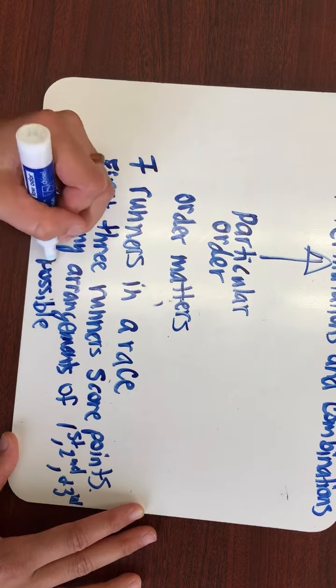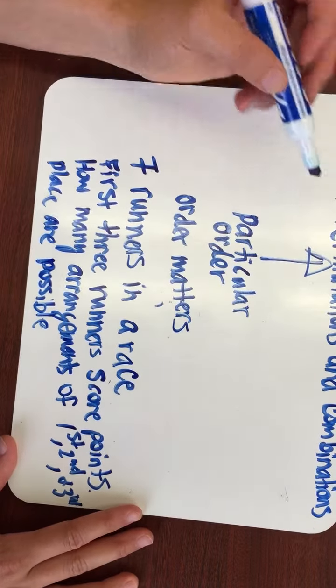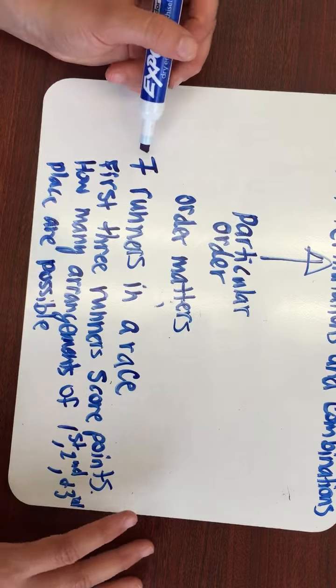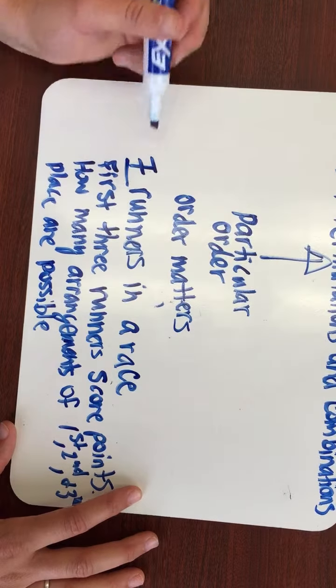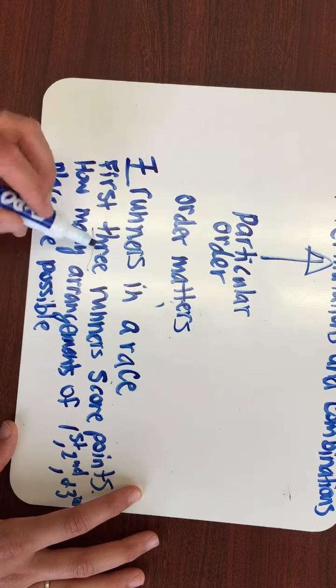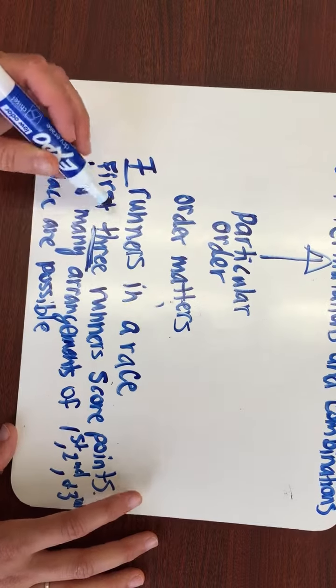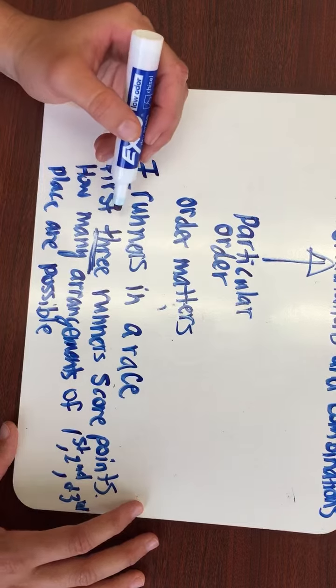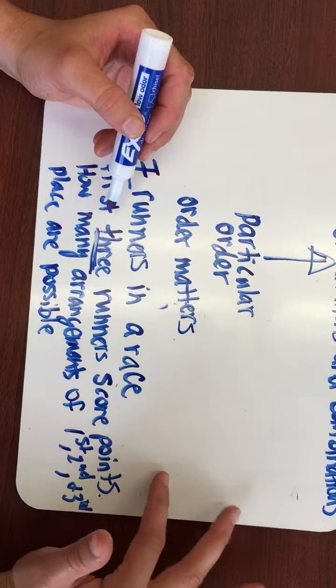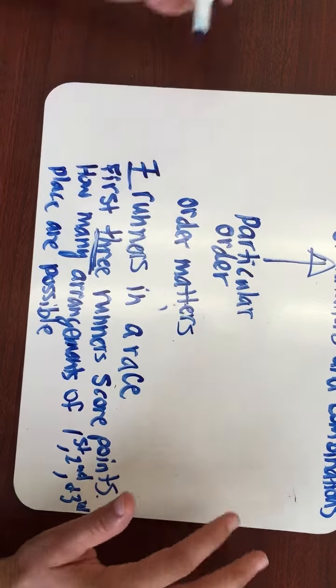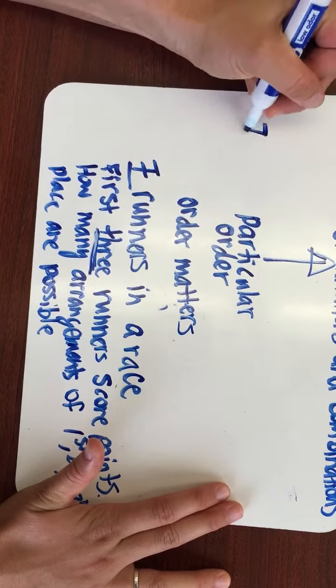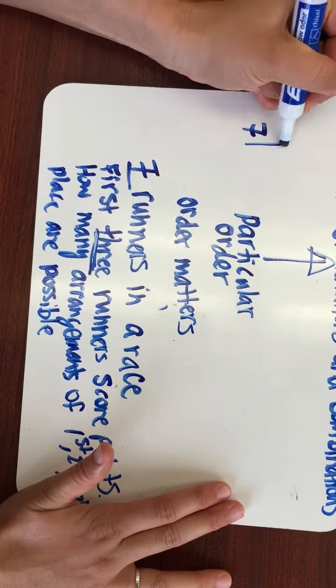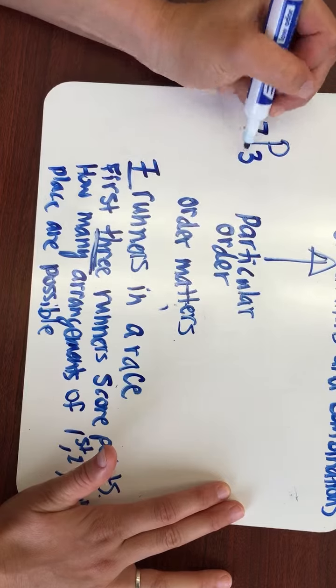Okay, so we're going to set this up as a permutation, because there are 7 runners in the race and the first 3 runners are going to score, so it matters what order they come in. It will matter if I get first place or if I get second place. That's different. So I'm going to write this as 7 and then our permutation P3.